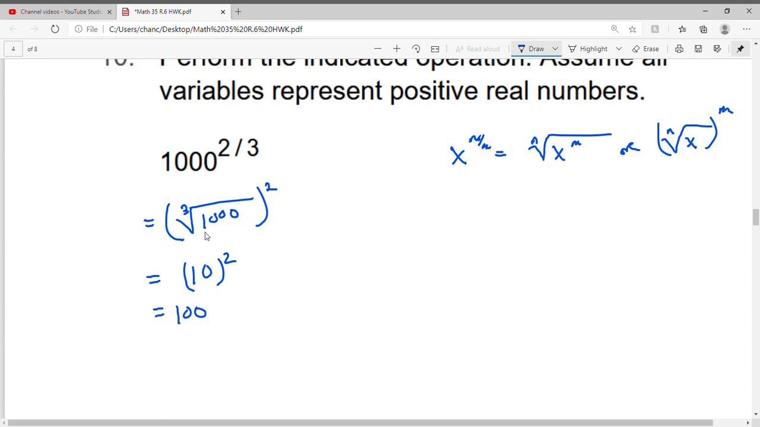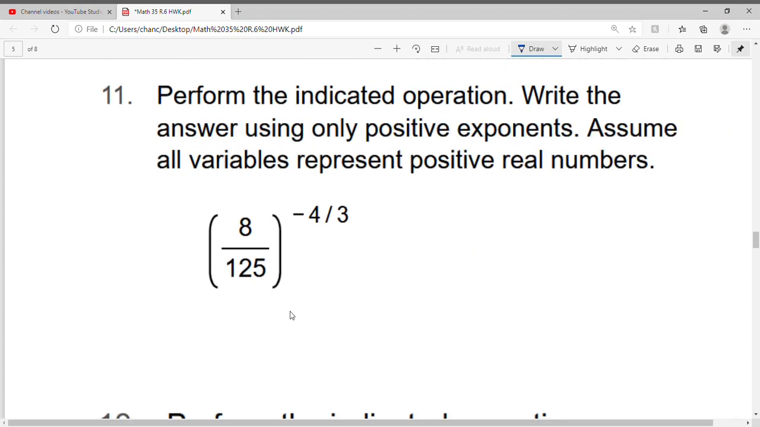So we can do the radical first, then the exponent, or we can actually just type this whole expression into a calculator if we wanted to. We could do 1000 caret 2 divided by 3, press equals on a scientific calculator, and we'll still get the same answer. For question 11, let's distribute the negative 4/3 to each of these numbers. So this is equivalent to 8 to the negative 4/3 and 125 to the negative 4/3.